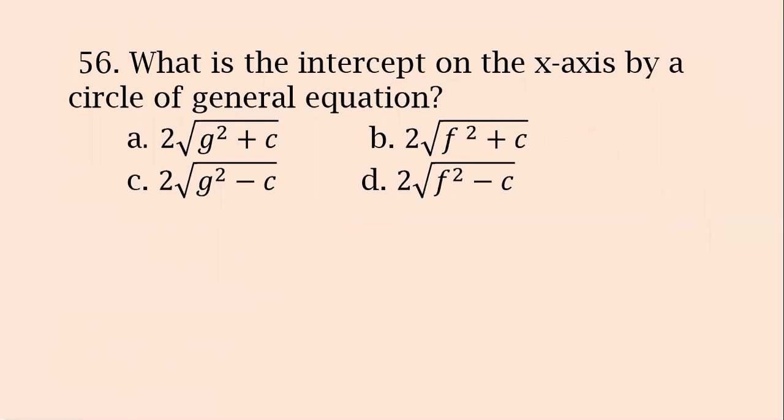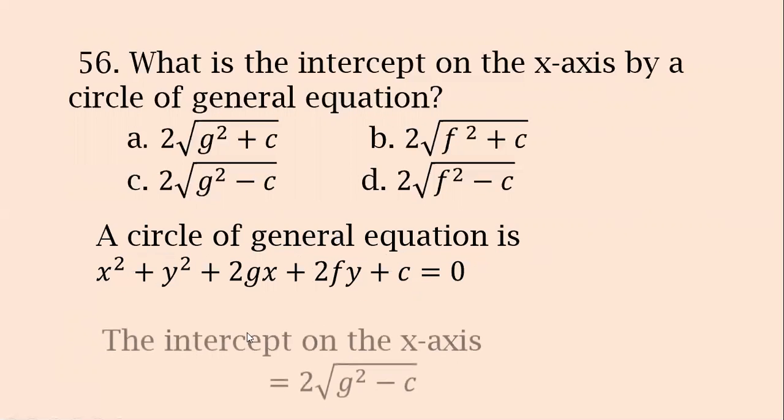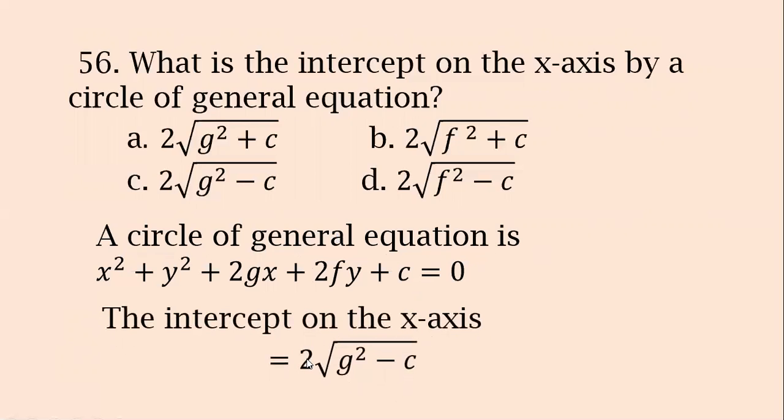Okay. Now 56. What is the intercept on the x-axis by a circle of general equation? We have used it many times in different problems. So we have to write the answer only, as it is a CQ. A circle of general equation is this, and we know the intercept on x-axis is 2 root over g square minus c.